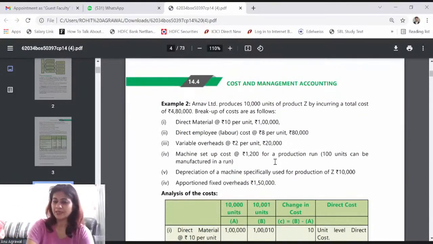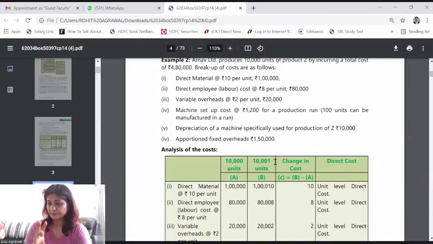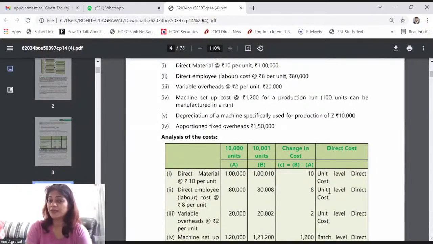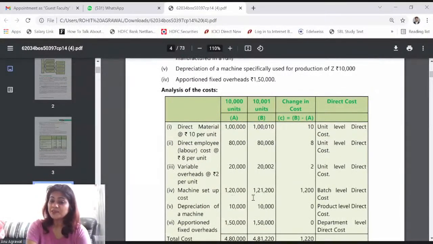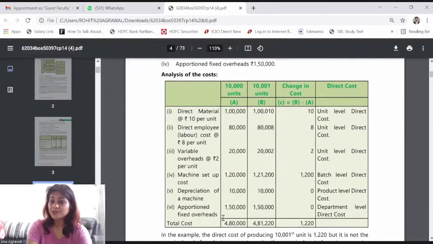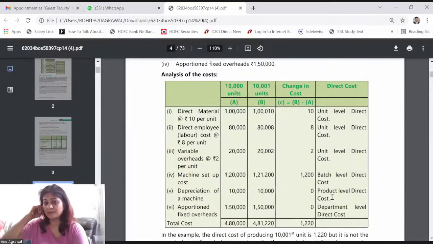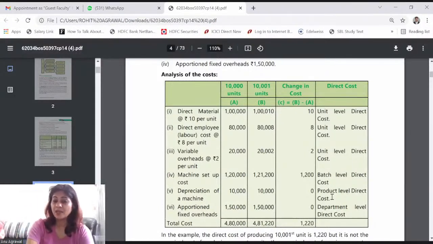relating to the setup. Now look at it, how they are analyzing. They are saying material is a direct cost per unit because every unit I produce, I need to spend that 10. Similarly, employee cost is also per unit. Variable cost is also direct cost per unit. But machine setup cost is not per unit, but it is per batch, right? Depreciation is as per a level, that is, till a particular level, the depreciation is going to be the same. Fixed costs are also department-wise direct costs.